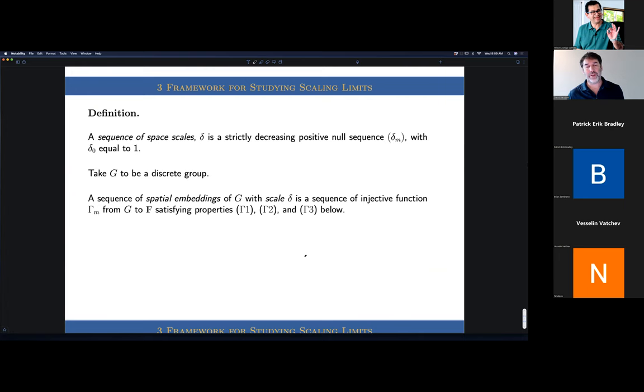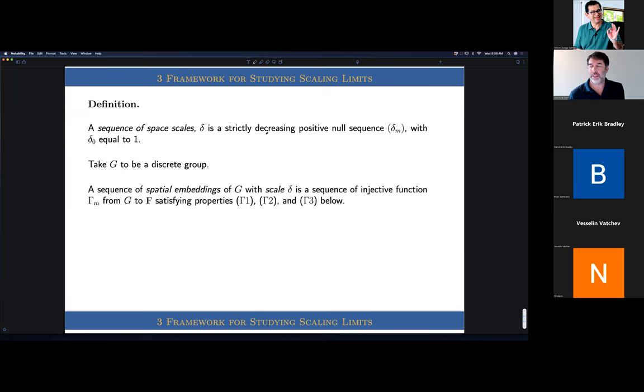So the definition we'll make now is that a sequence of space scales delta is a strictly decreasing positive null sequence, delta_m, so that delta_0 is equal to one. We take G to be a discrete group, as before. A sequence of spatial embeddings of G with scale delta is a sequence of injective functions, gamma_m, from the group to the field or to F^d, satisfying the following properties.